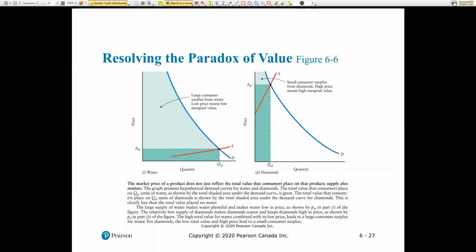So here they have a very short supply of diamond, so that's why the price can increase a lot, whereas we have a large supply of water. So the last unit of water bought would be paid a very low price, whereas the last unit of diamond bought would be paid a very high price. All right. So that's not a huge paradox. So that's it about chapter 6.